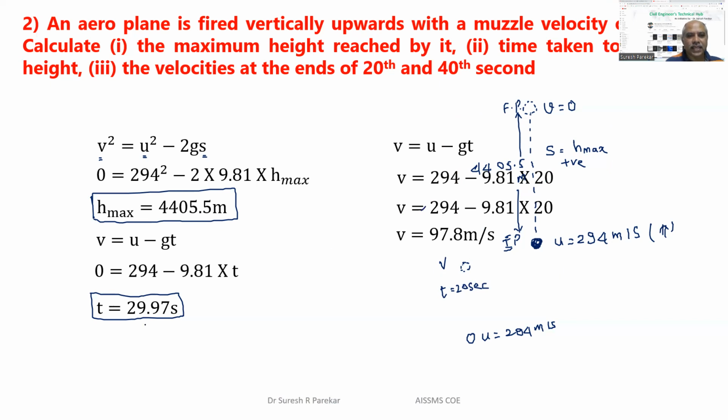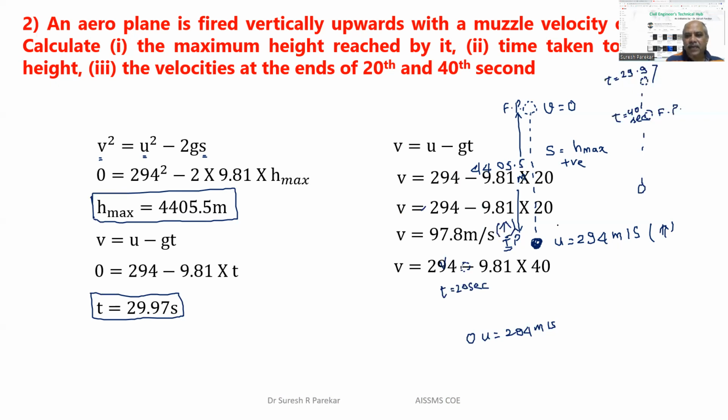Now it was asked for the 40th second. Keep in mind that the time to maximum height is 29.97 seconds, and until then the velocity is plus, in the upward direction. But at the 40th second it will be coming down. If I draw the diagram, it goes up, reaching the top at time 29.97 seconds, and then it comes down. It is somewhere here, which will be my final position, and the total time of travel is 40 seconds. It goes up and then again comes down.